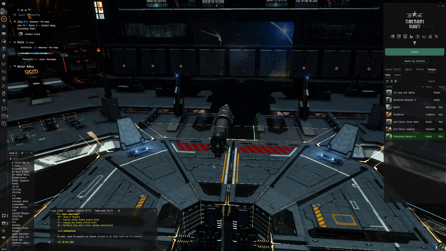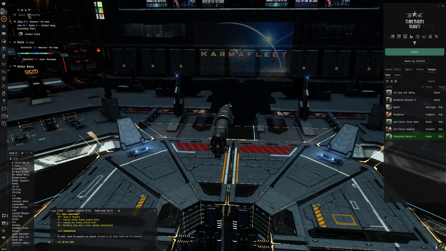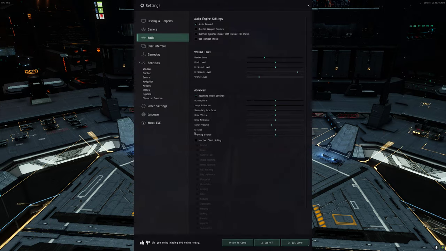Well, they added a cargo box to these player-owned stations, where you click on the station and then you can open the cargo. I'll go ahead and show you what that looks like.